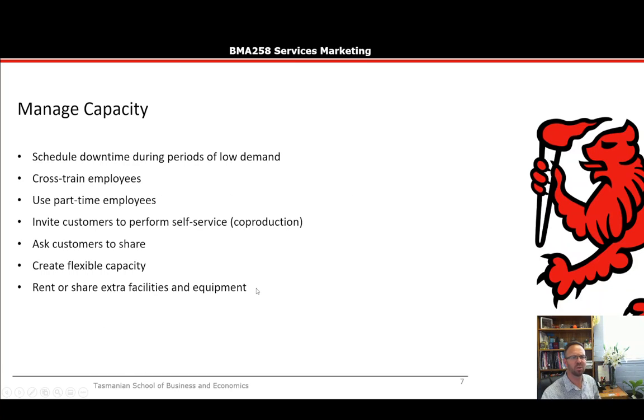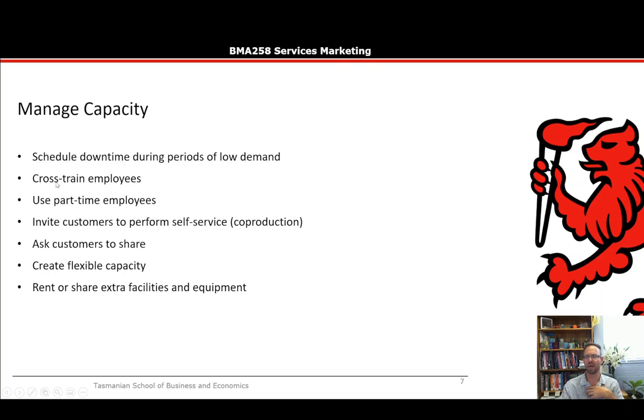Other ways are to schedule downtime during periods of low demand, and a really good example of that is during the ski season. So at Ben Lomond, when it's snowing, obviously there's going to be a large demand, like high demand for the services that they provide up there. But in summer, there's going to be low demand. So if you're going to fix the lifts, or fix your infrastructure or facilities, you don't do it in winter when there's lots of snow. You do it in summer when there's hardly anyone up there.